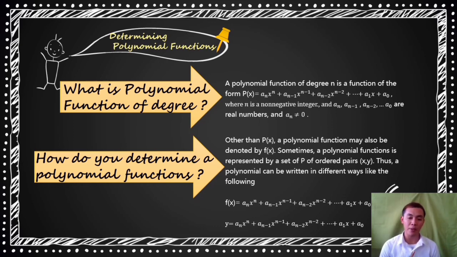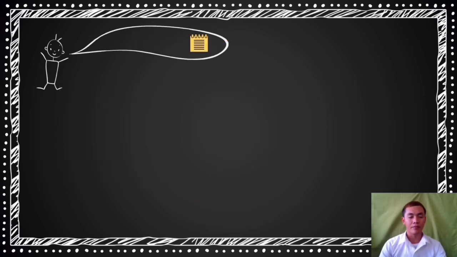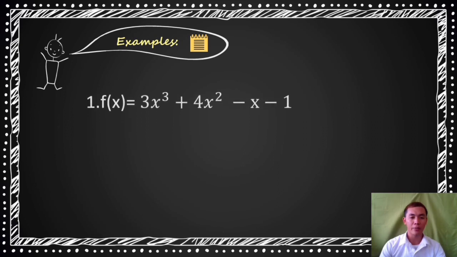As you observe, in the first one you can write p of x equals a sub n, and so on and so forth. And in the second one, we have the ordered pairs x, y representing a sub n x raised to n plus a sub n minus 1, and so on and so forth. Okay, here are 5 examples of polynomial functions.